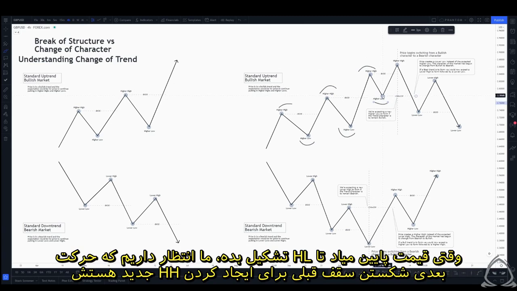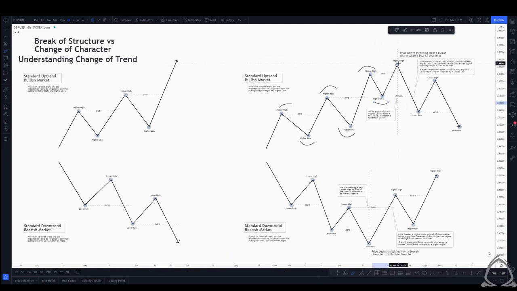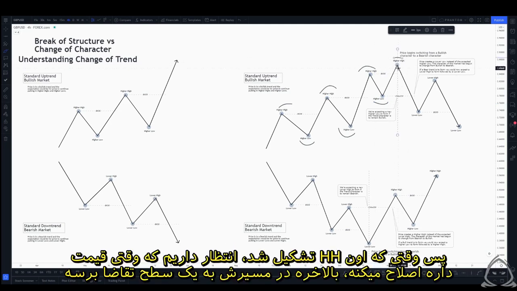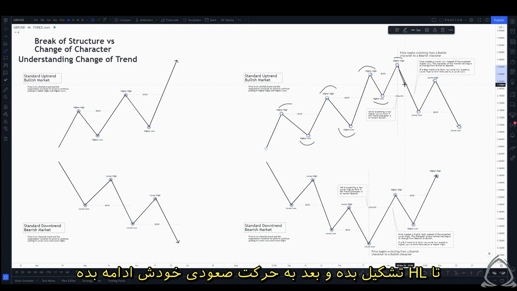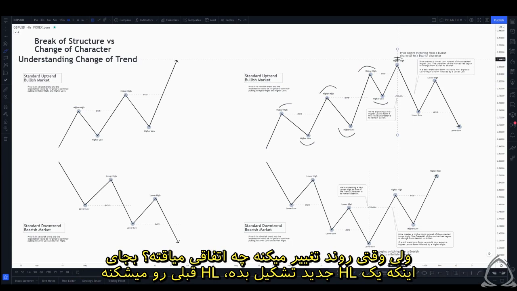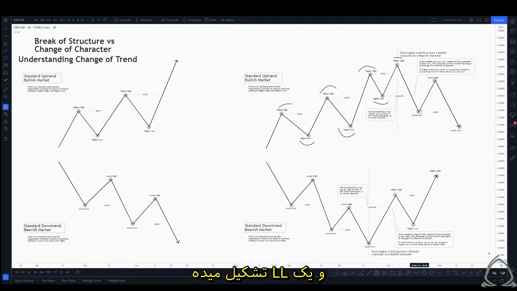Now, as price pulls down to make a higher low, we're expecting that the next move will be to break the previous high, creating a higher high. So once we form that higher high, we're expecting that as price begins to retrace, at some point price is going to find a level of demand to then form a higher low and then continue to move to the upside. But what happens when the trend switches? Instead of forming a higher low, we break the previous higher low, forming a lower low, and that is known as a change of character.